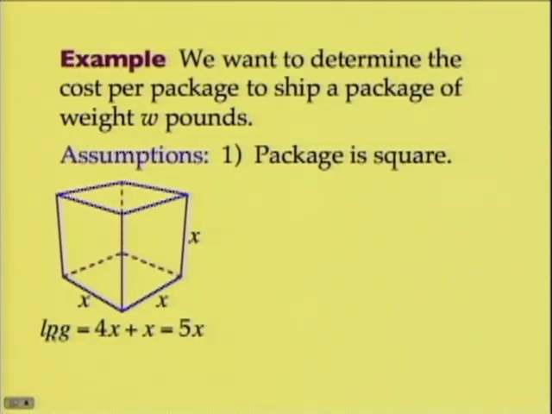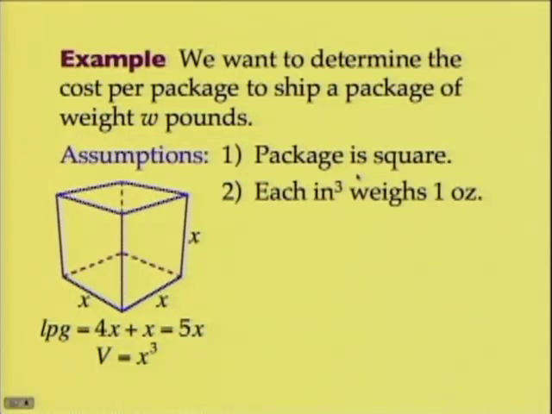That automatically tells me then what my LPG is. It's the perimeter, which is 4x, plus the length, x, so that's just 5x. It also tells me the volume, which is just x cubed. All these dimensions are the same. I'm calling it x. So that gives me a little bit of information right there.